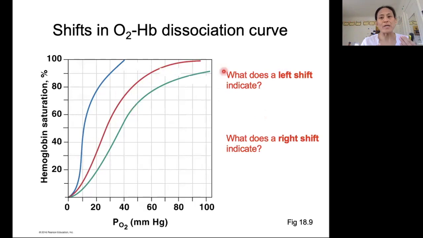Okay, so before we talk about the factors that are going to shift our oxygen hemoglobin dissociation curve to the left or to the right, I want you to take a moment to think about what these left or right shifts mean. Consider these questions here and see if you can verbalize in your head or write down what it means for that curve to shift to the left or to the right. So go ahead and hit pause and think about that, and we'll come back to it.